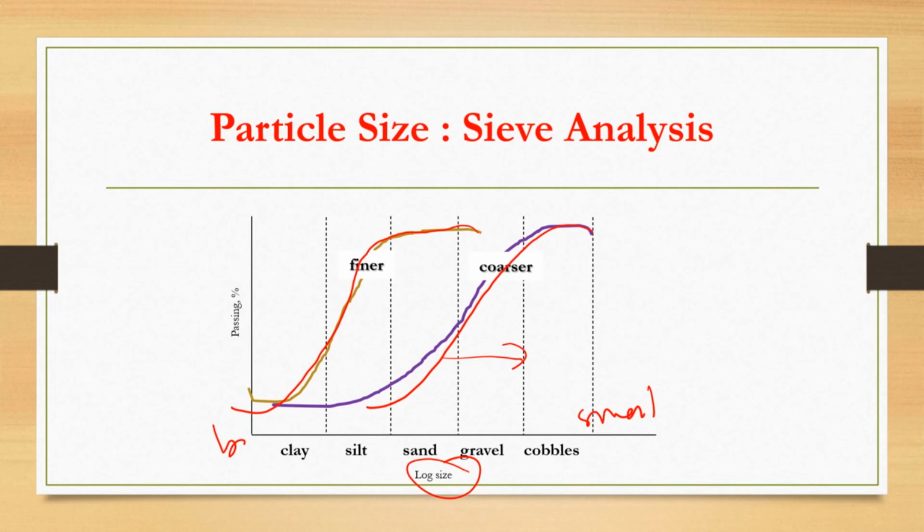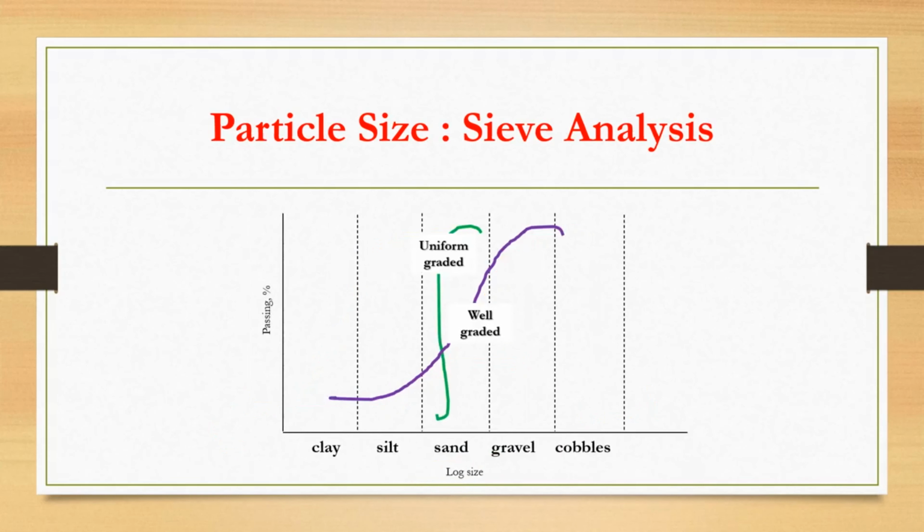And in addition to that, the steepness or flatness and general shape also indicate the distribution of grain size for a given soil. For example, you can identify in terms of grading. Remember when we mentioned grading, we have well graded and uniform. Uniform is also known as poorly graded.